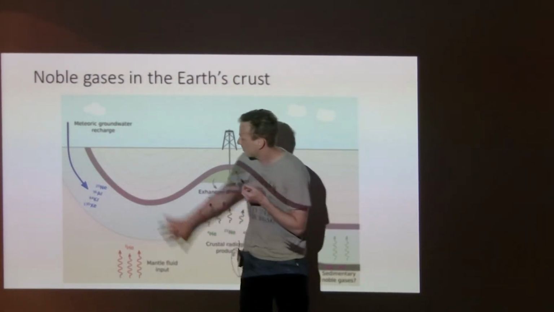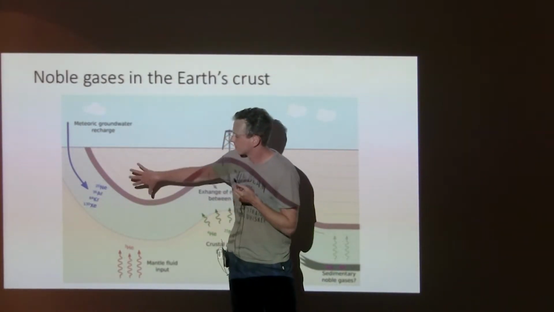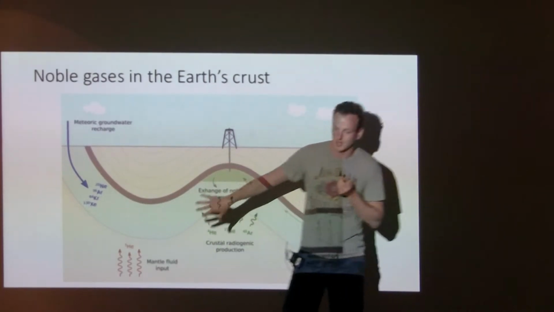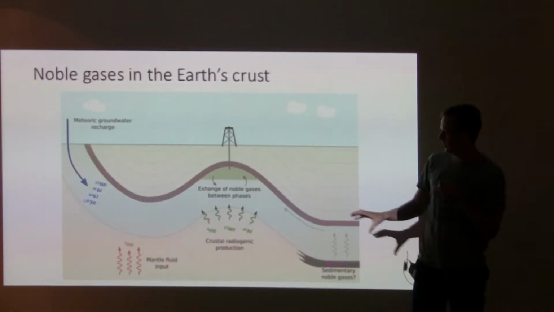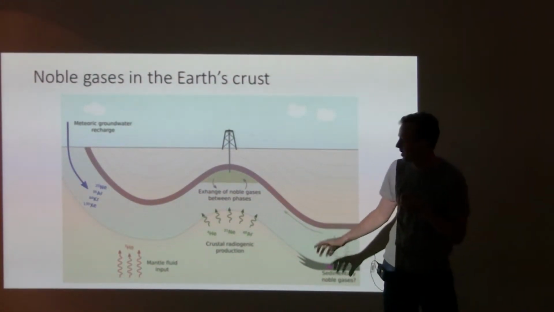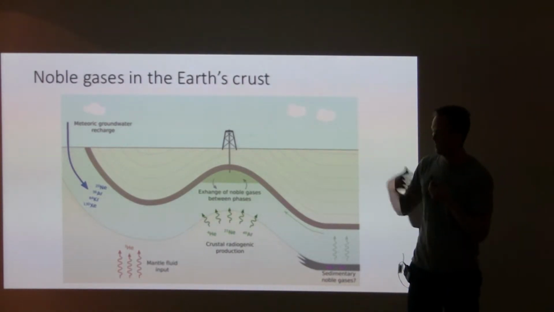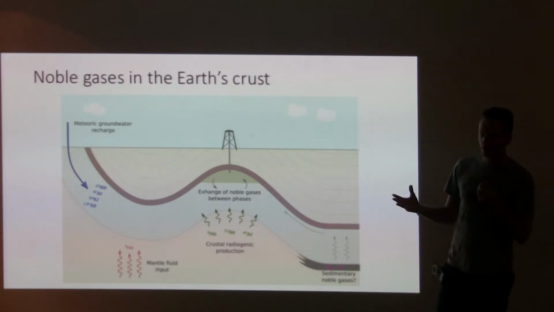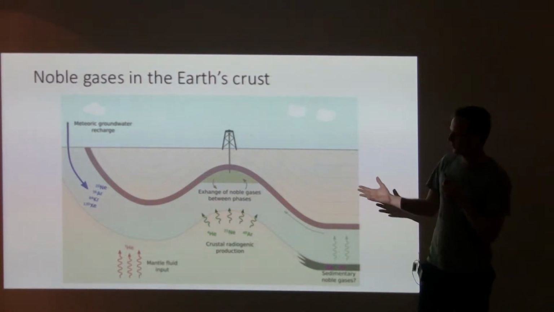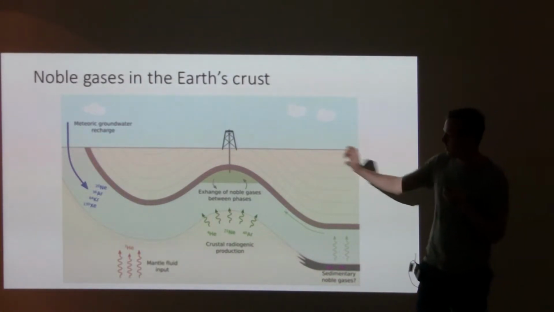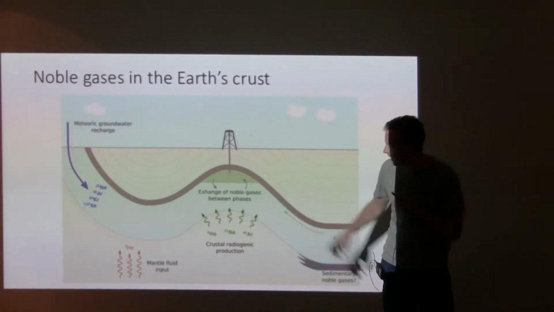So to start off with, we have this equilibration with groundwater at the surface, an influx of groundwater into aquifer systems, which brings in atmospheric isotopes. And because noble gases follow Henry's law to a high degree of accuracy, they're pretty much as close to an ideal gas as you're ever likely to get. We know this composition relatively well.